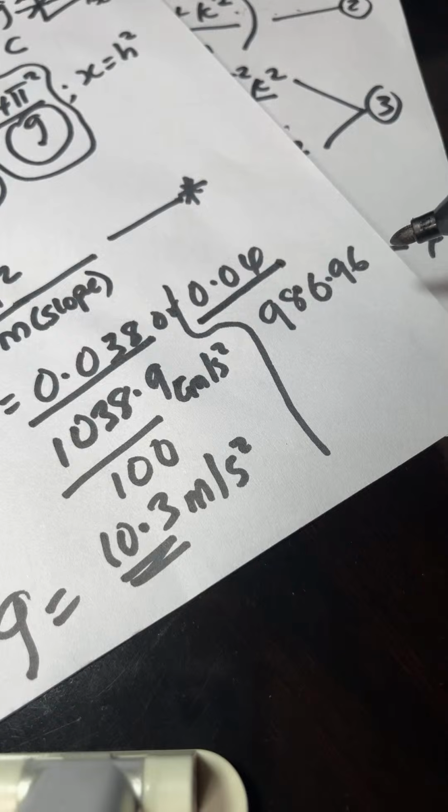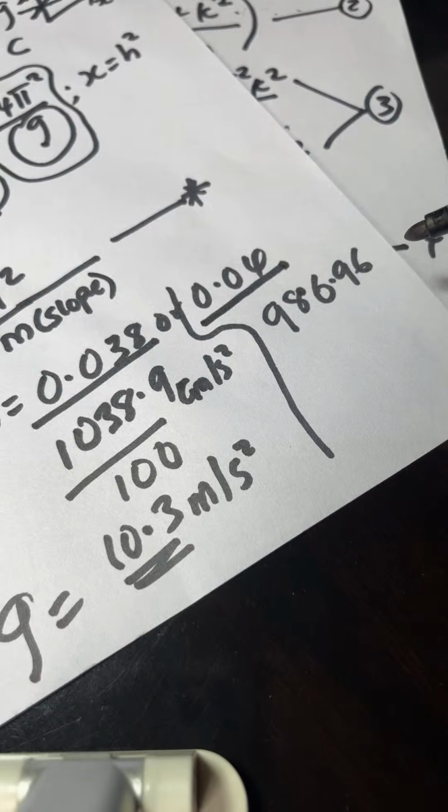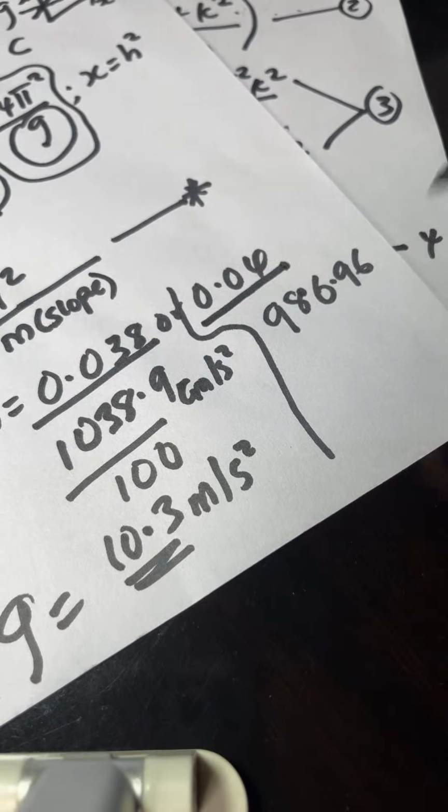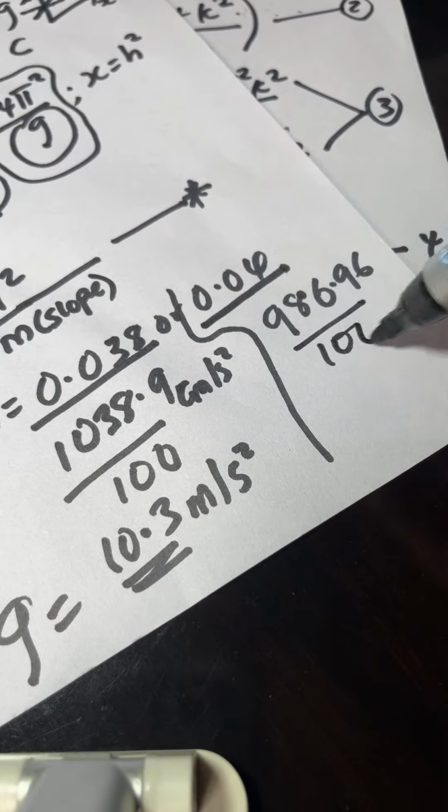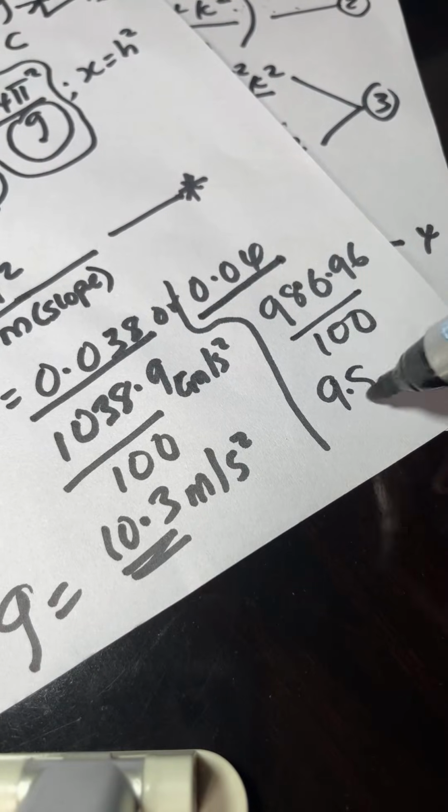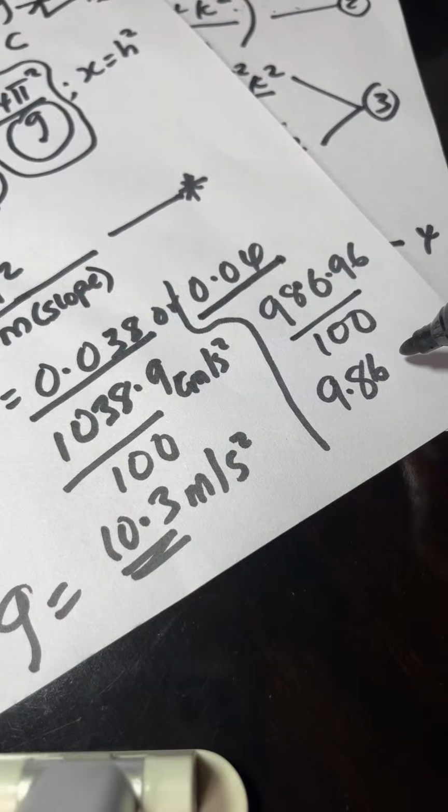Okay, same with David. So if we divide this by 100, what are we having? 9.86. Okay, Gideon, that's correct. Meter per second square.